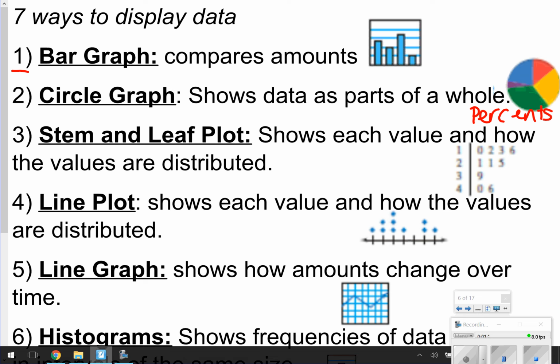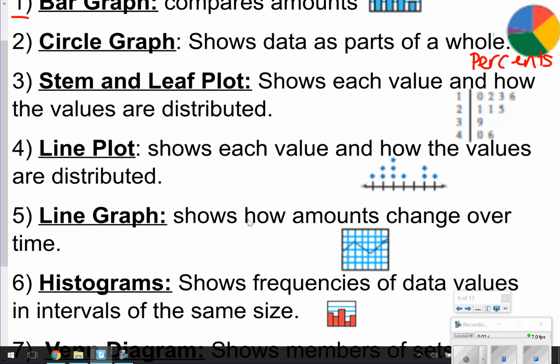The same thing for a line plot. It's just shown in a different way. The stem and leaf plot is basically a vertical T-chart with your stems on the left side, leaves on the right side, whereas a line plot, you've got a number line and dots that are located above each number to show how those values are distributed as well. Both of them serve the same purpose. A line graph shows how amounts change over time. So anytime the question is asking you something about time or how did it change from this date to this date, a line graph probably would be your best bet there.